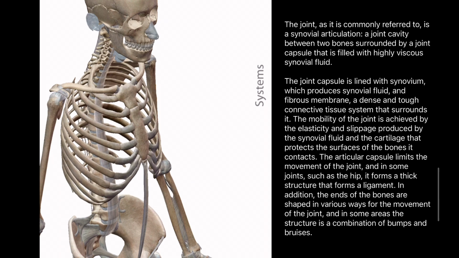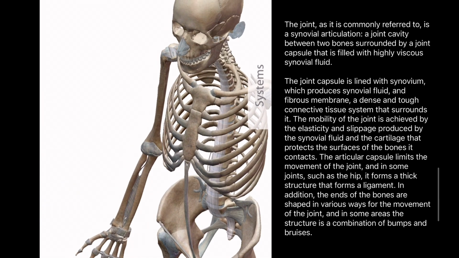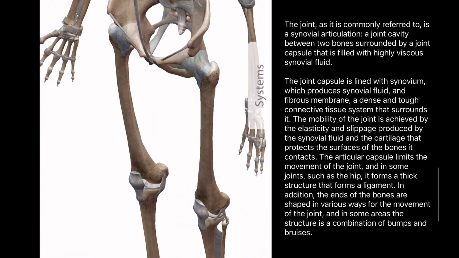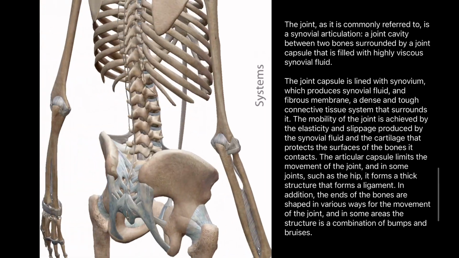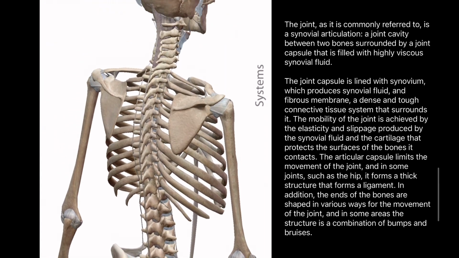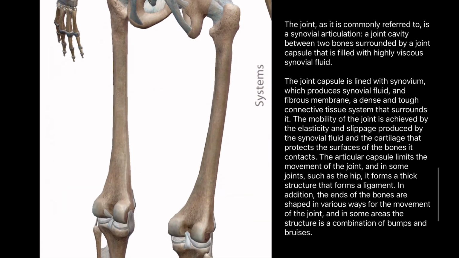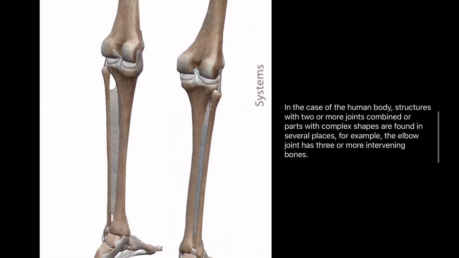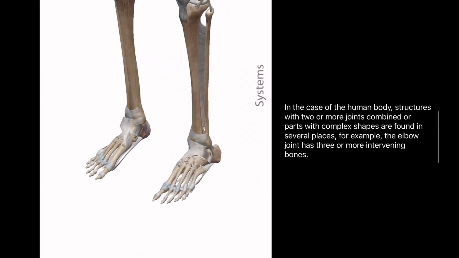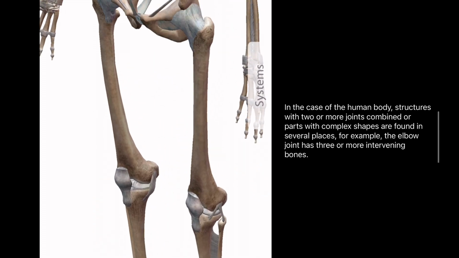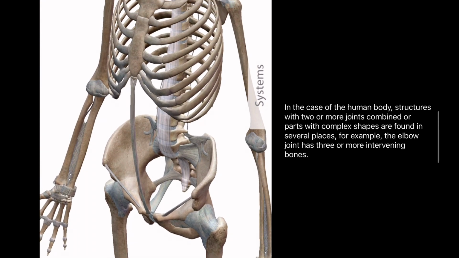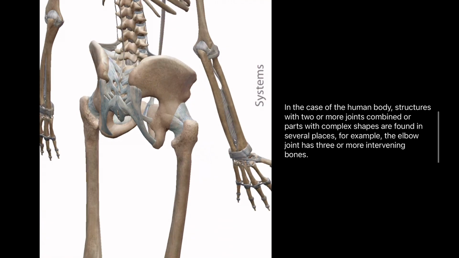The articular capsule limits the movement of the joint, and in some joints, such as the hip, it forms a thick structure that forms a ligament. In addition, the ends of the bones are shaped in various ways for the movement of the joint, and in some areas the structure is a combination of bumps and bruises. In the case of the human body, structures with two or more joints combined or parts with complex shapes are found in several places. For example, the elbow joint has 3 or more intervening bones.